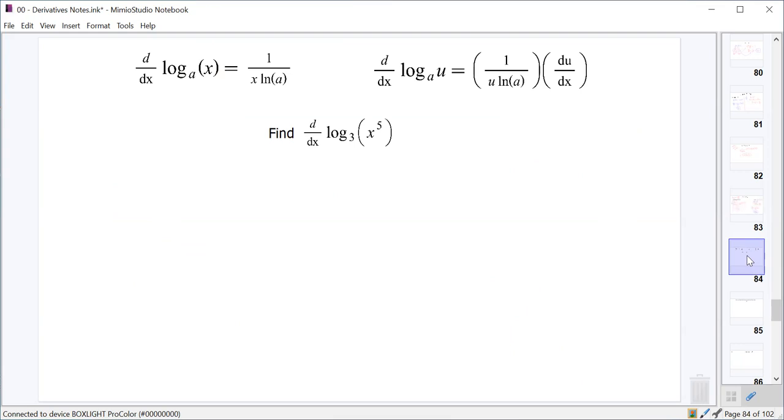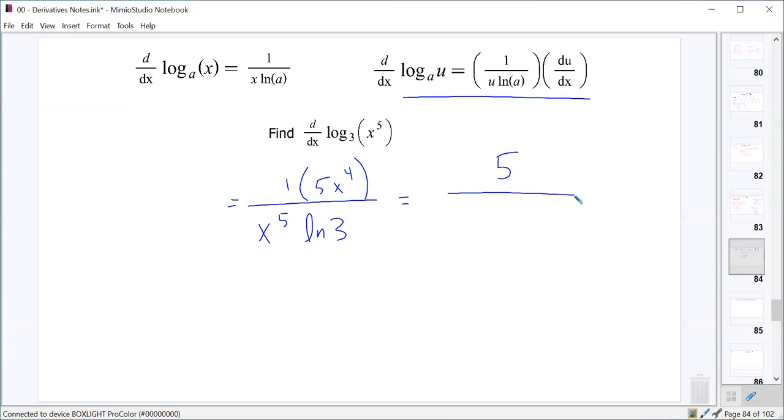So we'll do one problem here, and that's really going to be it for these, because these are pretty straightforward. It's just using the formula and implementing the chain rule with it. So the chain rule says it should just be 1 over the function times the natural log of a multiplied by the derivative of the function. So this is log base 3 of u, which should become 1 over u times the natural log of 3 times the derivative of x to the 5th. And we should be able to simplify that down into 5 over x ln 3.